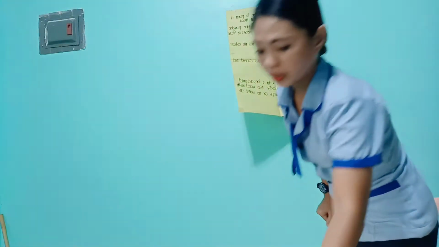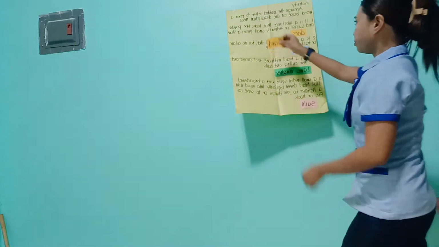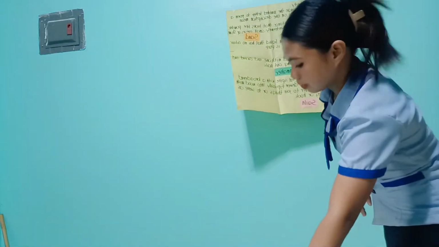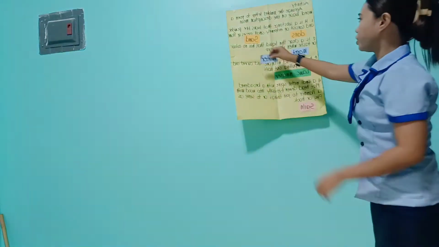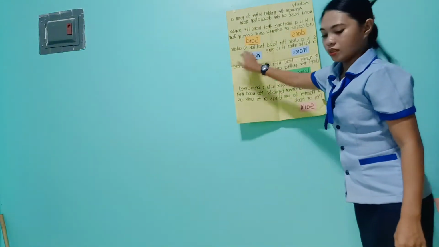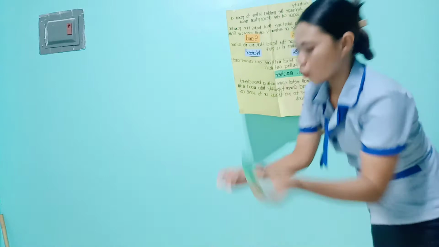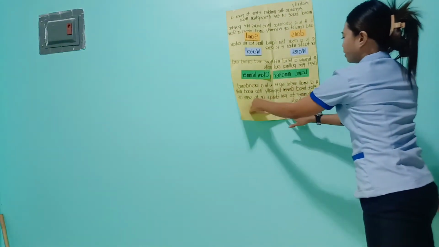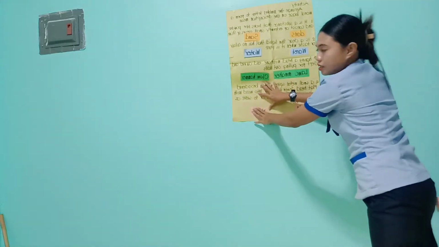So number one, it is sand. Number two is water. Three, four, claw hammer, and last is nail.